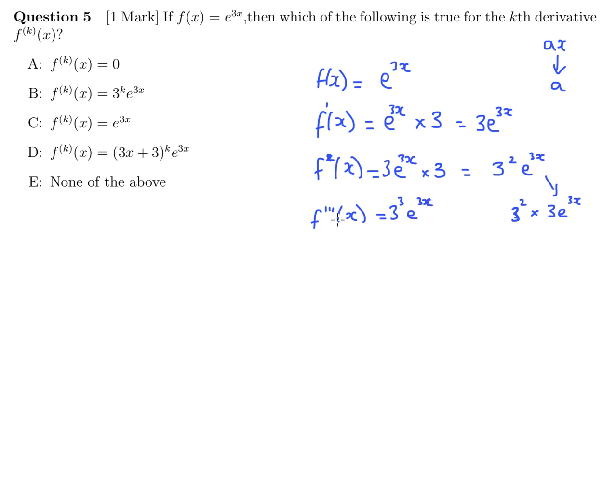And hopefully you can see that there's a pattern emerging. It was a 3 squared for the second derivative. It was a 3 to the power of 1 for the first derivative. It's going to be 3 to the power of 4 for the fourth derivative, and it's going to be 3 to the power of k e to the 3x for the kth derivative. So that is B.